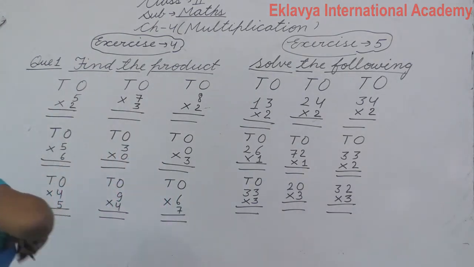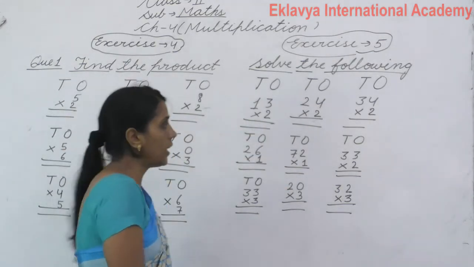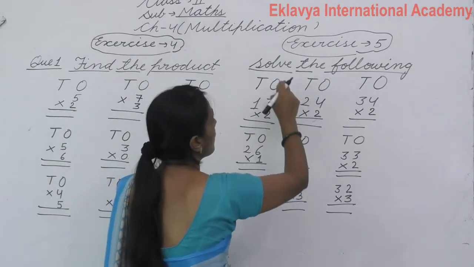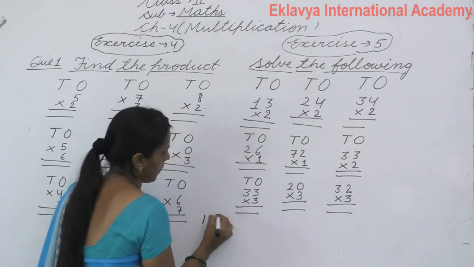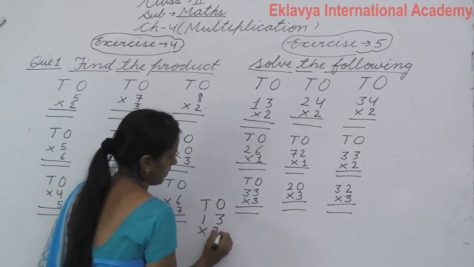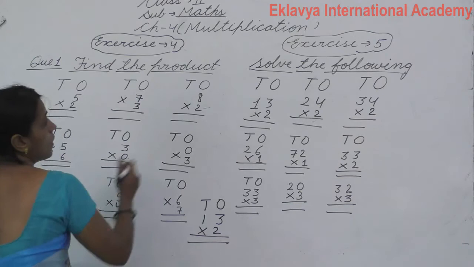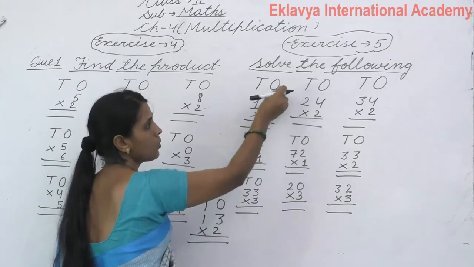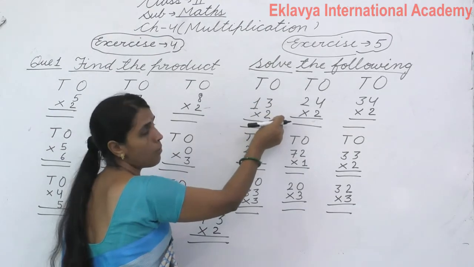Okay, you have to do in your notebook exercise 4, okay, and 5 also. Okay, listen, I will tell you exercise 5, okay. Solve the following. Yes student, suppose I have taken one example, मैंने लिया one example, okay, that type. Yes, 13 is your tens number, so we put ones number from ones downside, tens number tens downside, okay, and 2 is your ones number, so we will put ones number from ones downside.